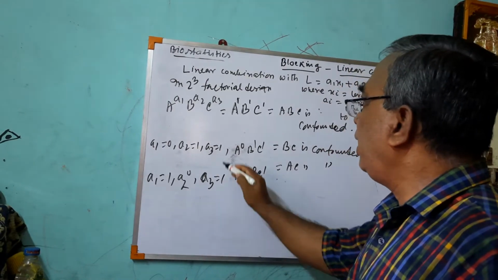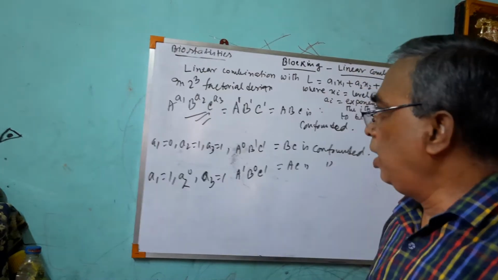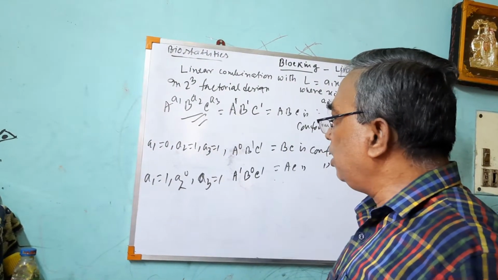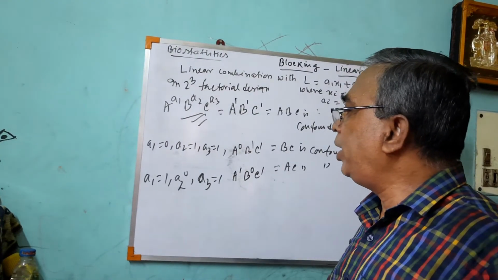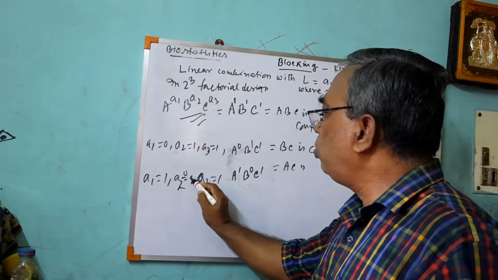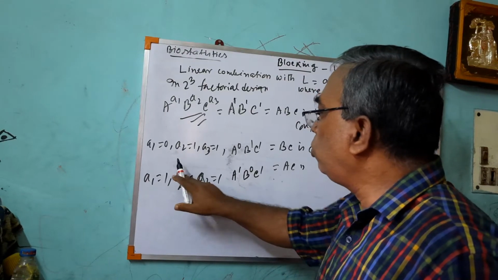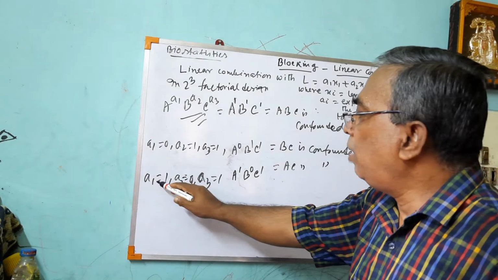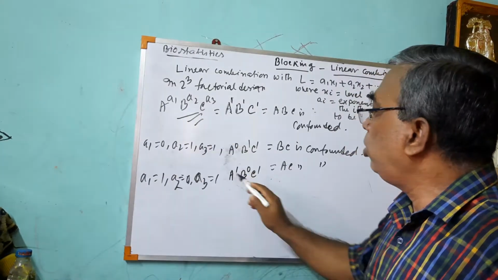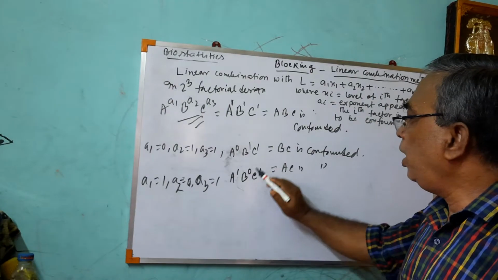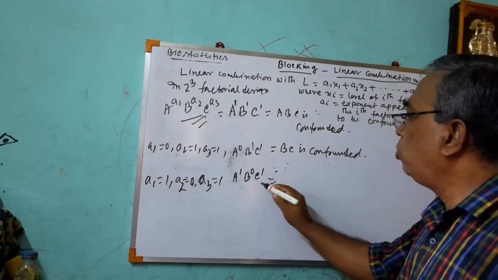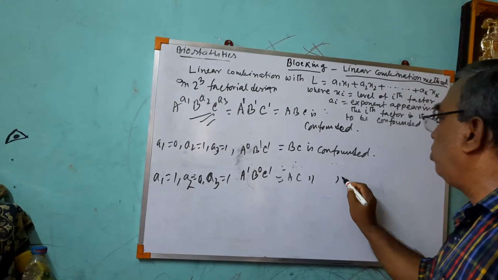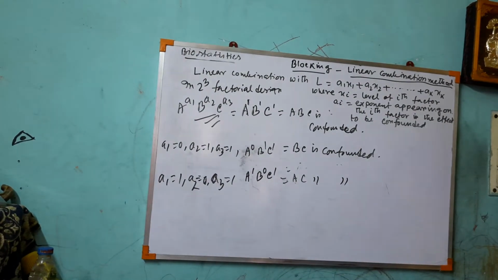If we put over here in this formula, A to the power A1, B to the power A2, C to the power A3, with A1 equal to 1, A2 equal to 0, A3 equal to 1, then we are getting A into C. AC is confounded. By this way, you can confound any.